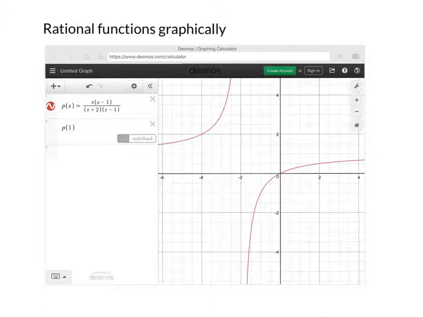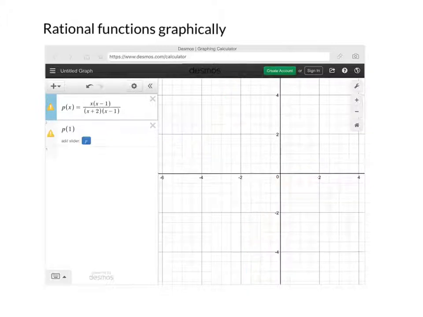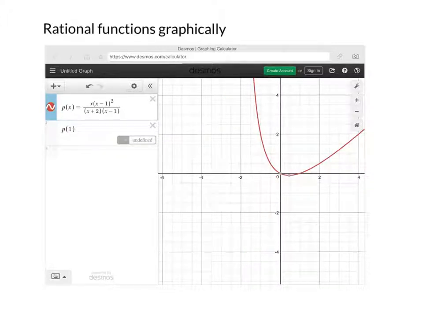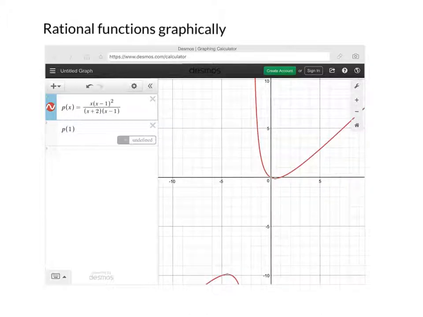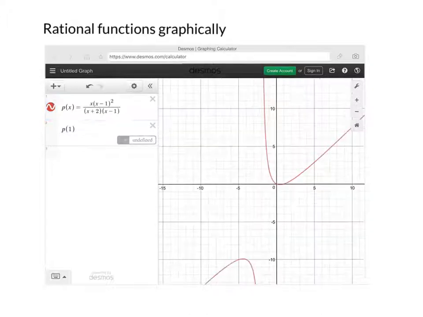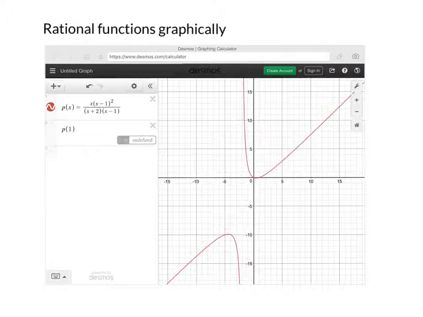All right, so here's what I can do. I'm going to start changing this function around. I'm going to add extra copies of these factors. What I did here is I added another x minus 1 term into my numerator. So 1 is a zero of the numerator with multiplicity 2. It's in there twice because it's squared.